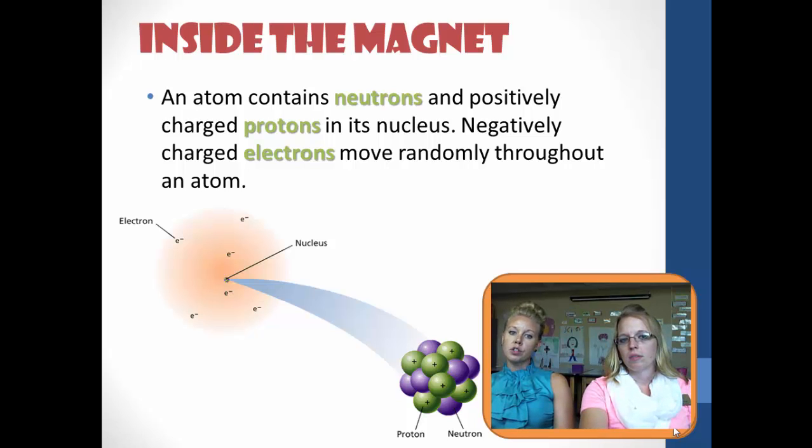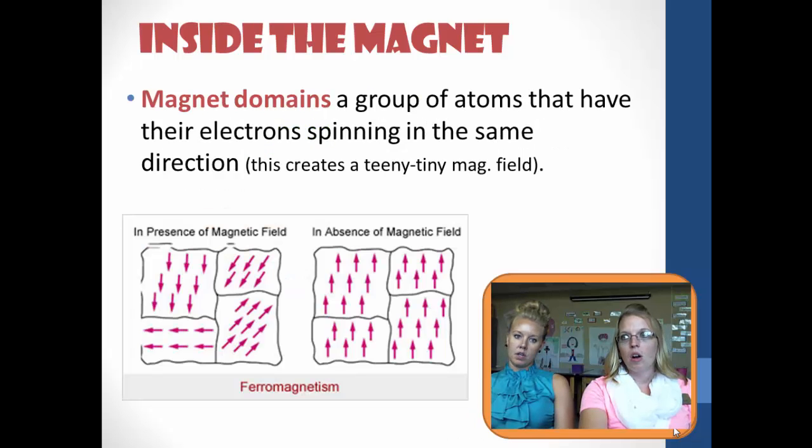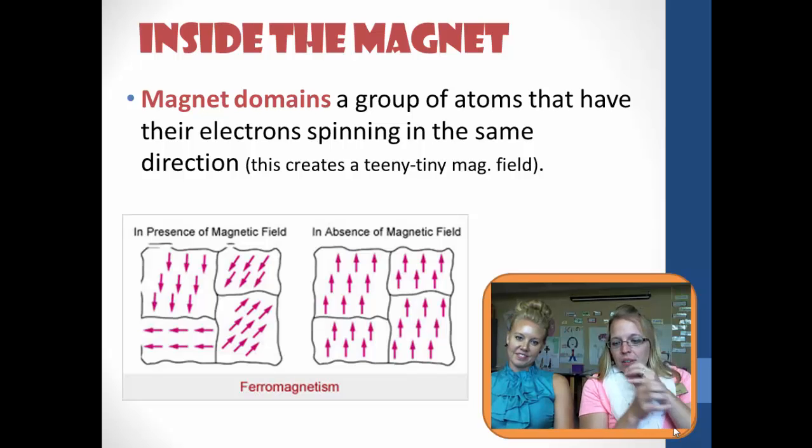So a neutron is neutral, a proton is positive, and an electron is negative. And right now, what we care about are the electrons. So we're going to take those electrons, and if they spin, they're really full of energy, and if they all happen to be spinning in the same direction, then you're creating a magnetic field, a teeny tiny magnetic field within that object.